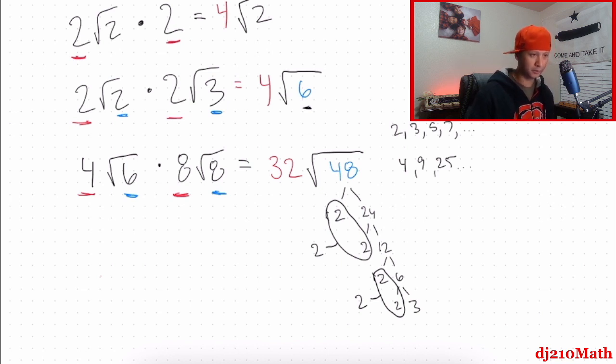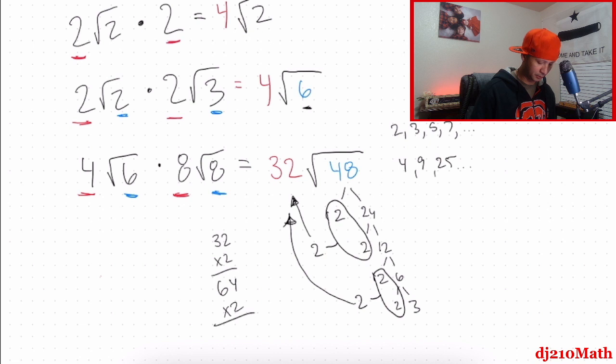So 2 times 32, right? 2 times 32 is 64. But we're also bringing out another 2, and it has to get multiplied as well. So 32 times 2, 64, times 2 would be 128.